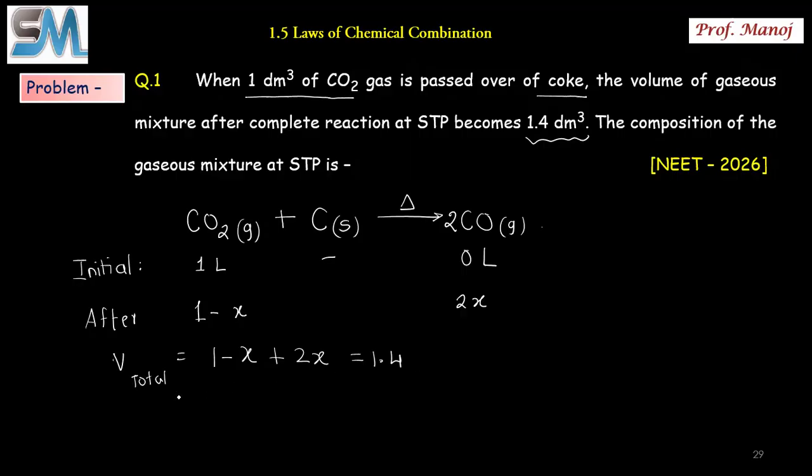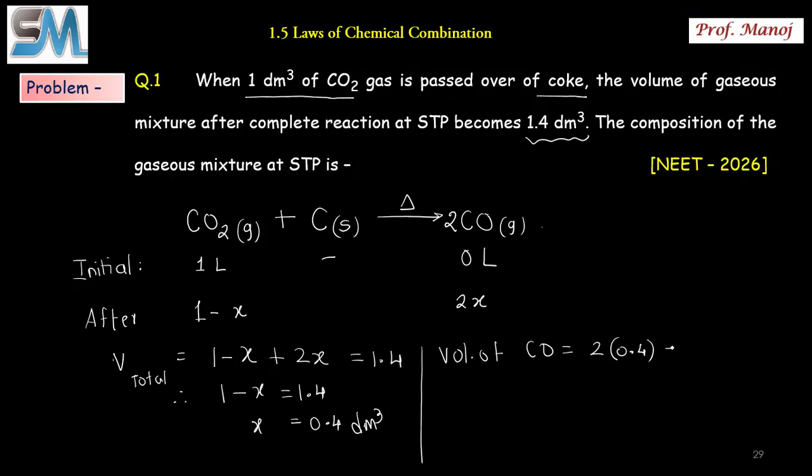So go ahead, calculate with this. So this is going to be 1 plus x equal to 1.4. So x is going to be 0.4 decimeter cube. So if I substitute this now, volume of carbon monoxide is going to be 2 into 0.4. That's 0.8.